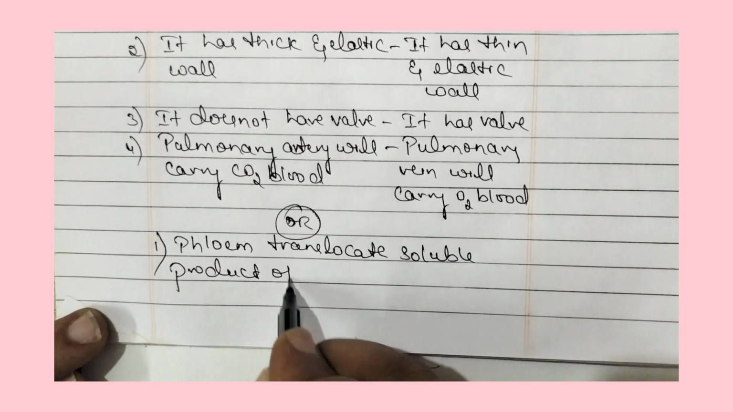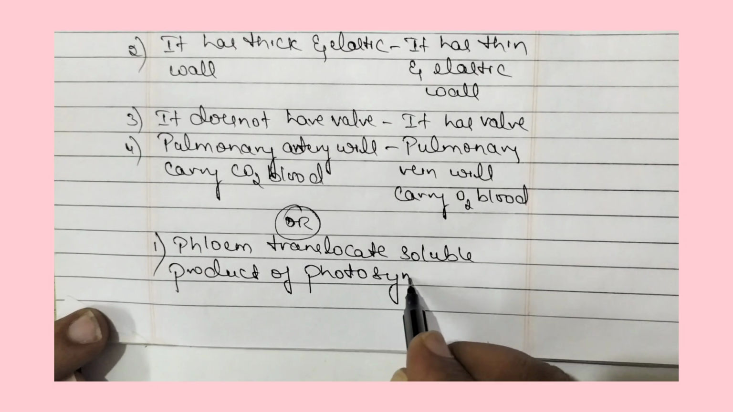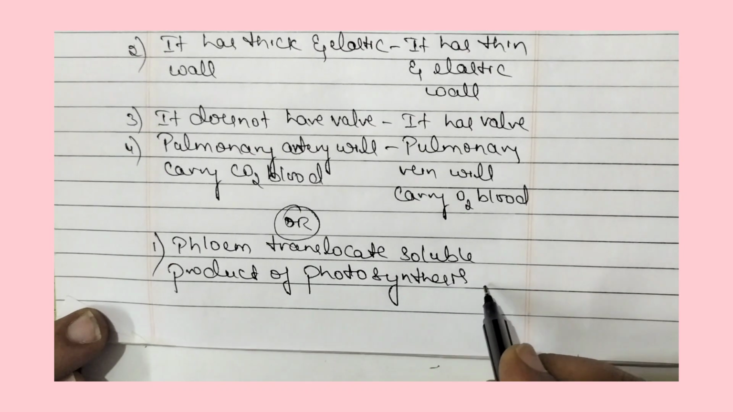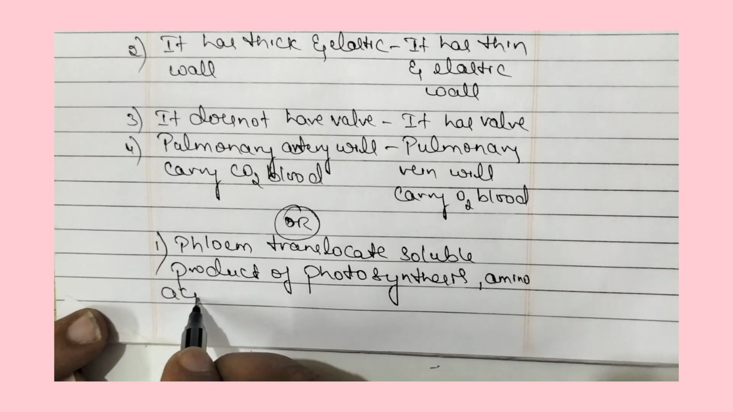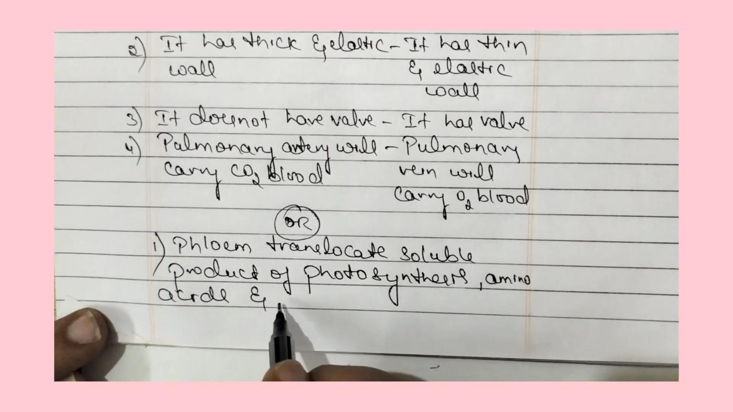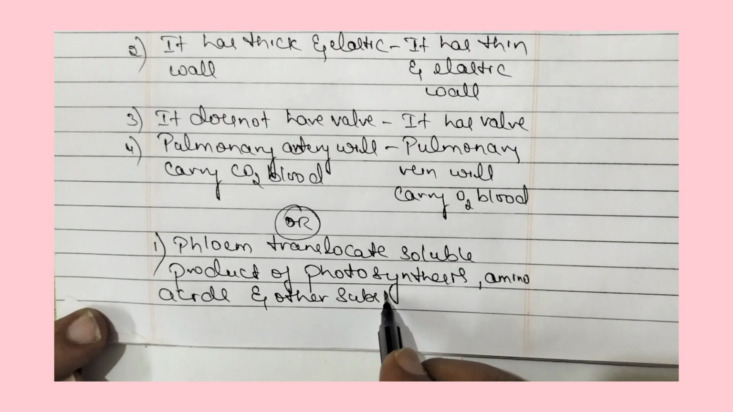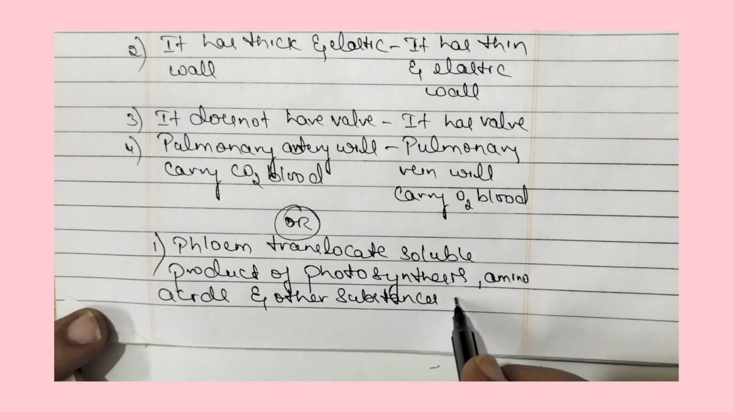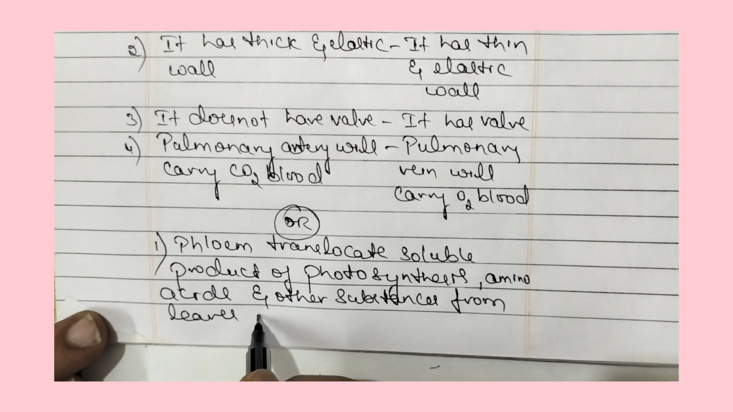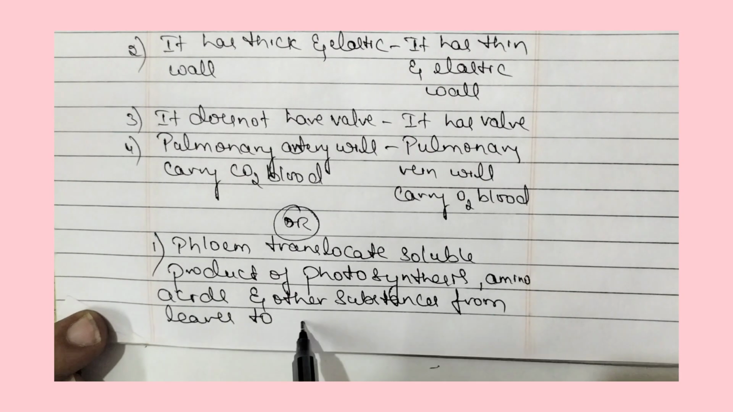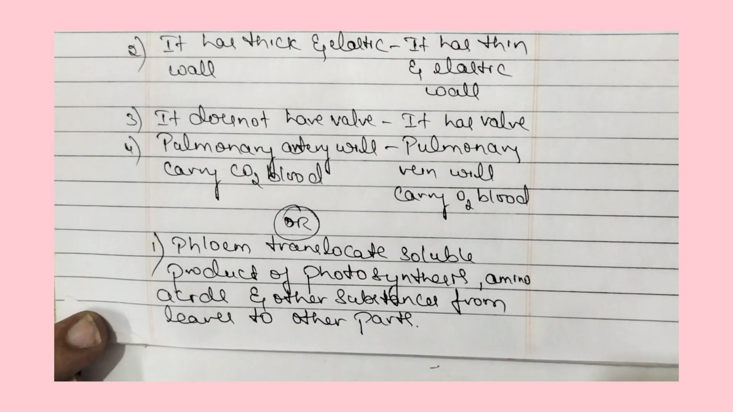Phloem translocates soluble product of photosynthesis and other substances from leaves to other parts. This is the first point.